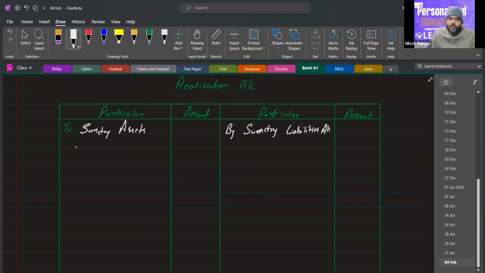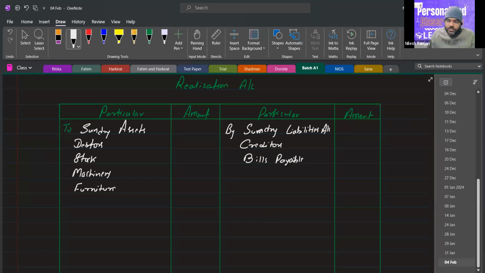So will general reserve come here? General reserve will come here. Actually, general reserve will go to partner's capital account, not here, because general reserve is not related with any asset.